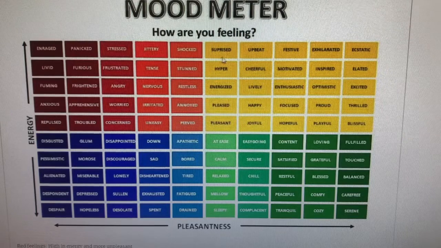So surprised, upbeat, festive, motivated, inspired, enthusiastic, focused, happy, pleased, energized, playful, and hopeful, joyful, thrilled. These are pretty awesome feelings to have, right? And when you're up here, that means that your energy level is heightened, right?